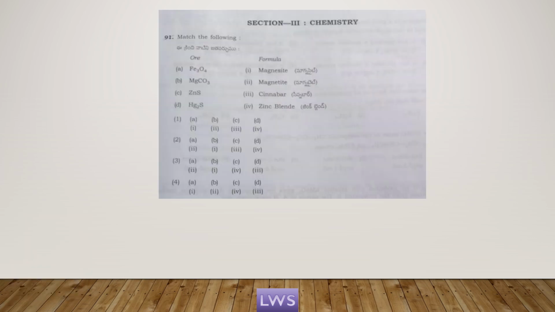Guys, here the matching question is asked. Fe3O4 is magnetite, MgCO3 is magnesite, ZnS is zinc blende, HgS is cinnabar. So A2, B1, C4 and D3. You can see this is the answer. So option 3 is your answer.